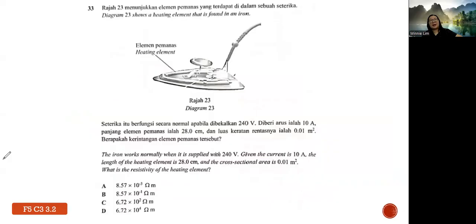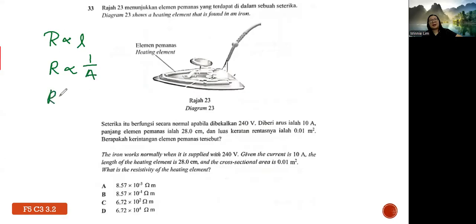33. Diagram 23 shows a heating element that is found in an iron. The iron works normally when it is applied with 240 volt and given the current is 10 ampere. The length of the heating element is 20 cm and the cross-sectional area is 0.01 meters square. What is the resistivity of the heating element? First step, you need to know what formula is involved. The formula of resistivity is based on the factors affecting resistance. Resistance is directly proportional to length, and also inversely proportional to cross-sectional area.